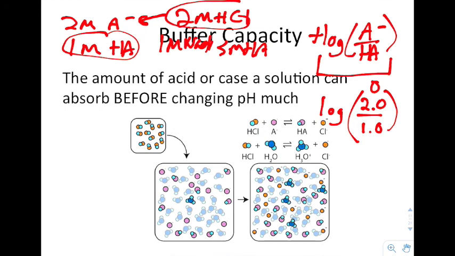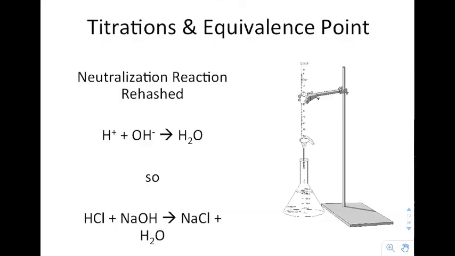When you exceed these values, the values at which the A minus or the HA is there, you will start to change the pH because you're adding a strong acid or a strong base that is no longer buffered. So when you run out of this, it's called running out of the buffer capacity, and then, instead of using Henderson-Hasselbalch or anything like that, you would just calculate.